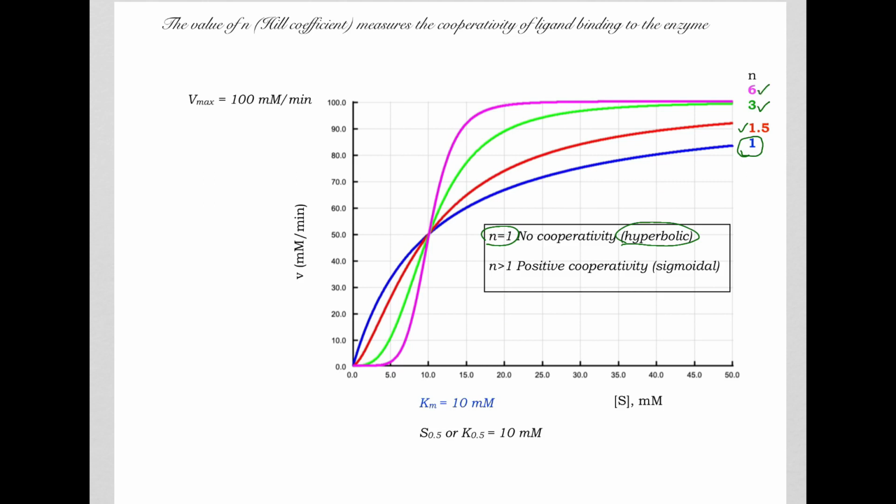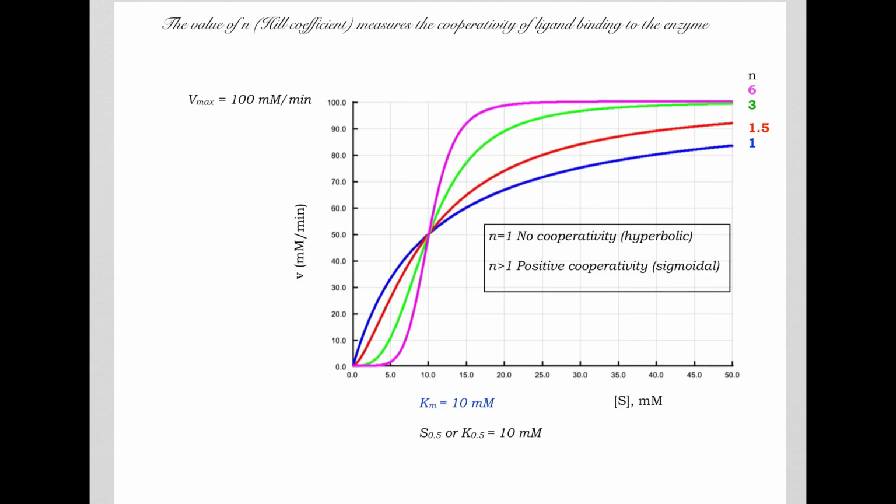So we say that these curves that have an n value greater than 1 are showing what we call positive cooperativity, and these are seen as sigmoidal curves. Note that all of these curves have the same Vmax, in this case 100 millimolar per minute, and all of these curves have the same Km or K0.5, which is, in this example, 10 millimolar.